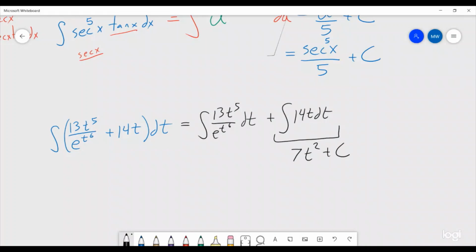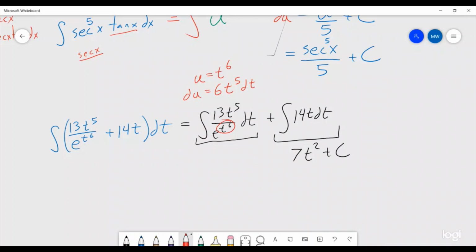But then this one, we're going to have to do some sort of U-substitution on that. And on this one, what's the most complicated piece? It's the fact we have a t to the 6th inside an exponent. So we'll probably say that u is just t to the 6th. So then du is going to be 6t to the 5th dt.